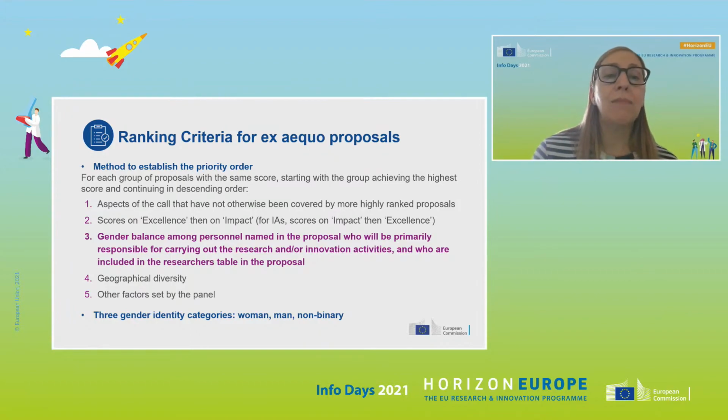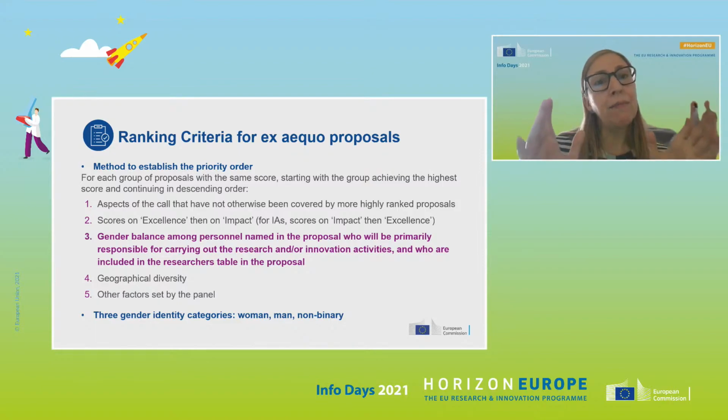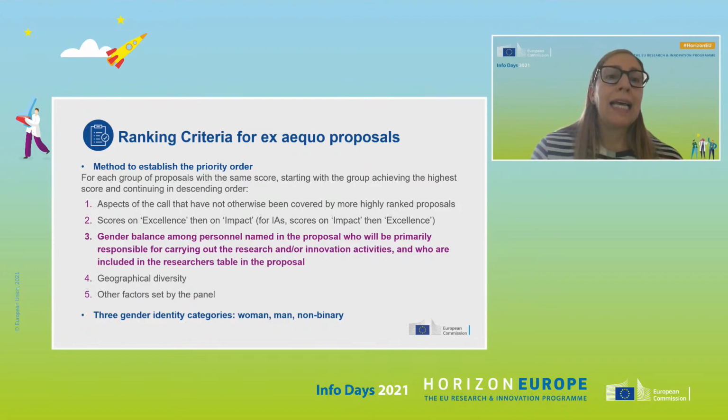Then the score on the impact criterion, it's reversed, of course, for innovation actions. And then comes the gender balance among the research personnel that is primarily responsible for carrying out the research and innovation activities. So this is the named personnel in the researcher table that you see in the proposal template. And then comes geographical diversity and maybe other criteria.